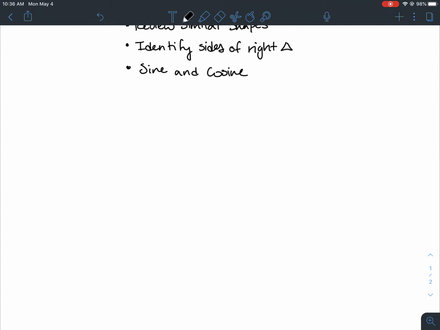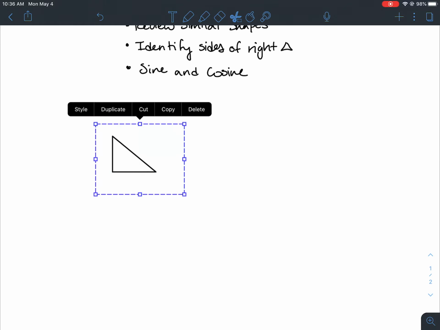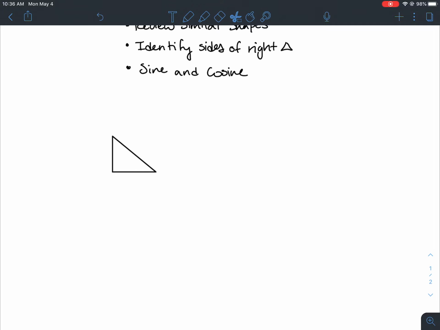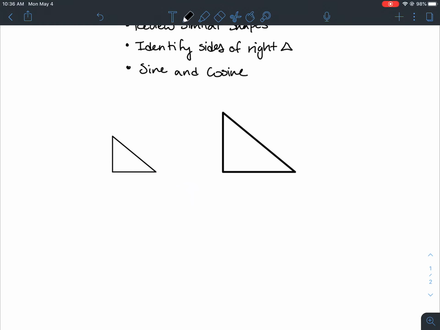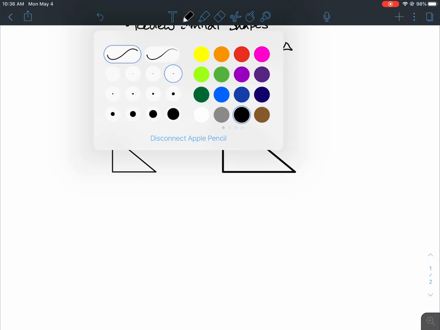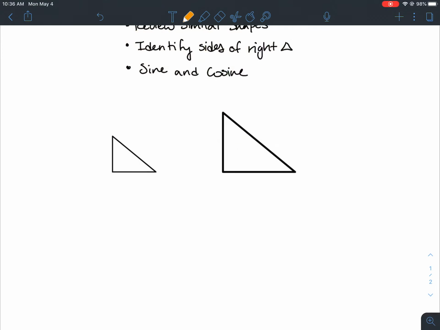Alright, so if we remember, a similar shape is one where we have a right triangle, and then we have another right triangle that is essentially the same but bigger. So what does that mean if it's the same but bigger? Well, what it means is that this angle here is going to be the same as this angle here.